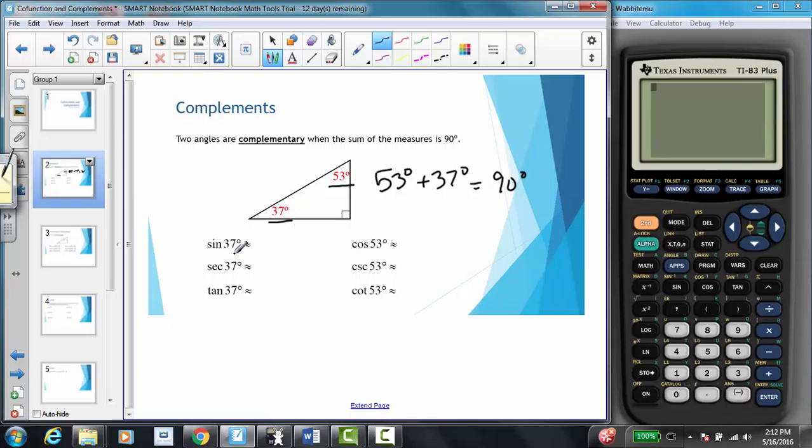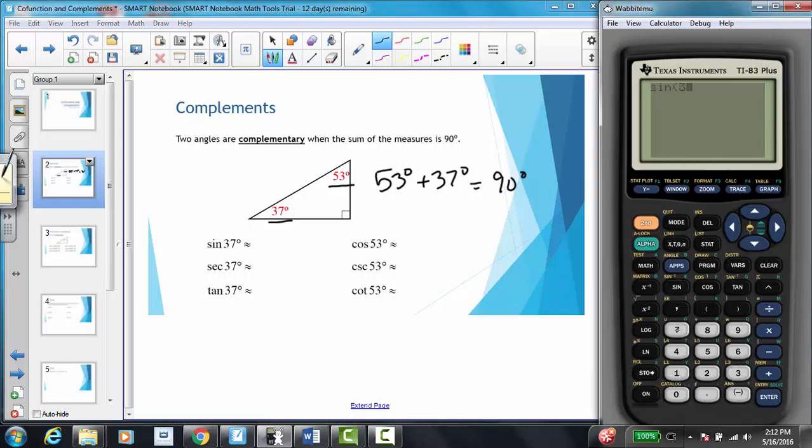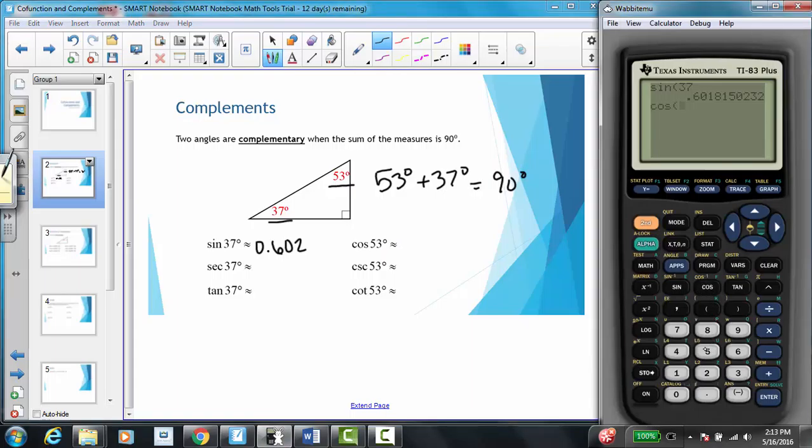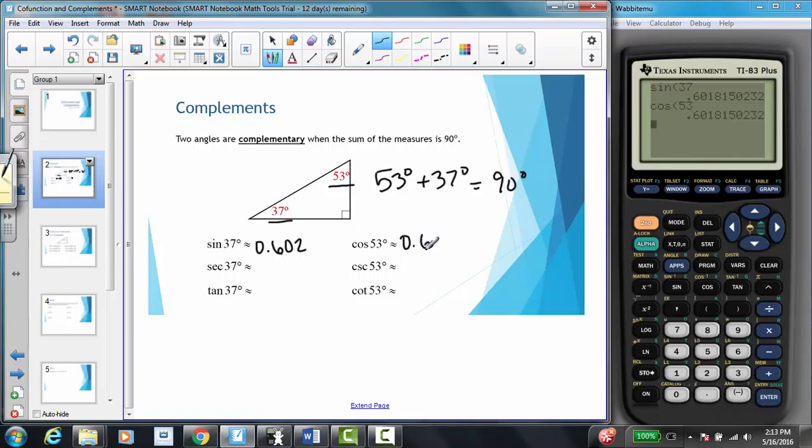So if we look at the sine of 37 degrees, I'm going to come over here and use my calculator. The sine of 37 degrees, I get 0.602. And then if I put in my calculator cosine of 53 degrees, I actually get the same thing. I get 0.602. So as you can see, the sine of 37 degrees and the cosine of 53 degrees gives you the same exact answer. So let's look at a couple more of these relationships.